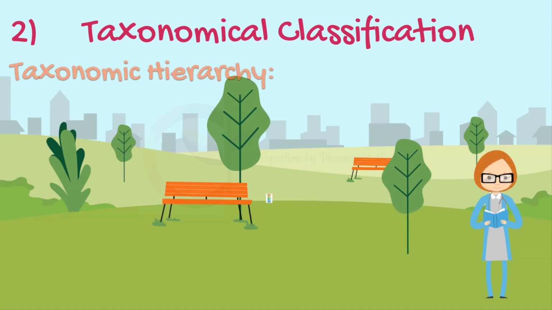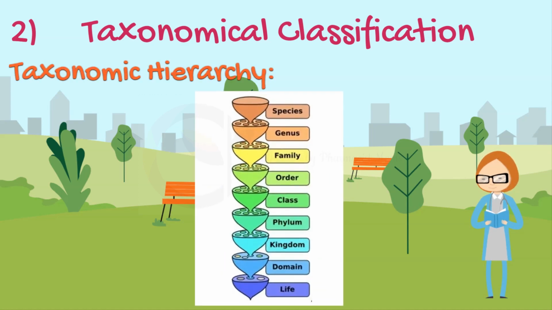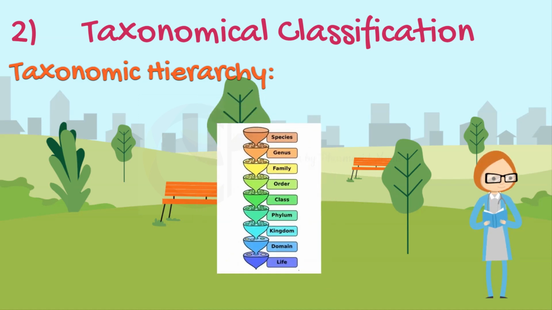He also developed a classification system called the taxonomic hierarchy, which today has 8 ranks, from general to specific, that are domain, kingdom, phylum, class, order, family, genus, and species. Now, we will discuss the taxonomic ranks that make up the taxonomic hierarchy, briefly.